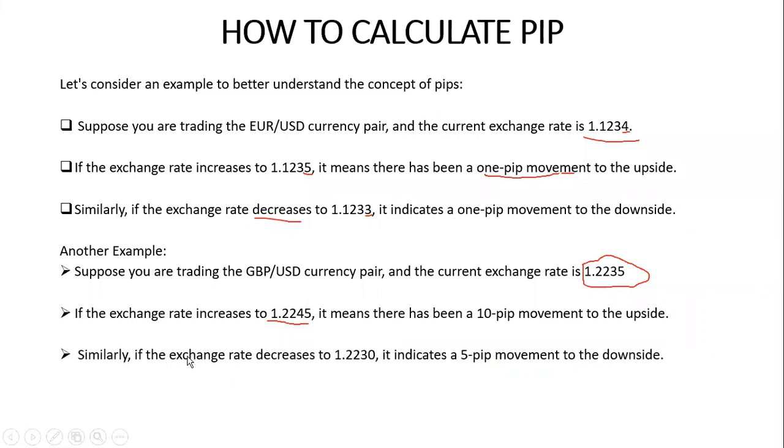Now, similarly, if the exchange rate decreases, we are using the same exchange rate from this example. If the exchange rate decreases to 1.2230, it indicates a 5 pip movement to the downside. So you see that we have the exchange rate to be 1.2235, and it has decreased to 1.2230. So the pip movement is the last digit, which is 0.0005. So it's a 5 pip movement.